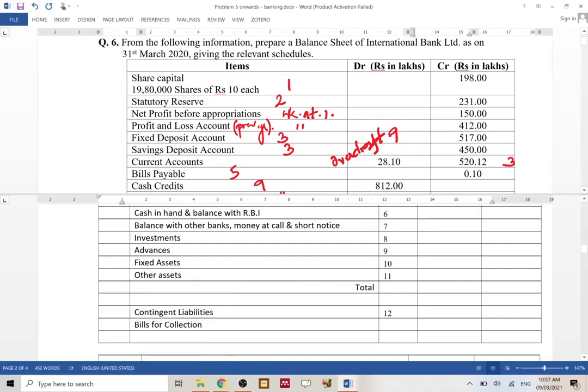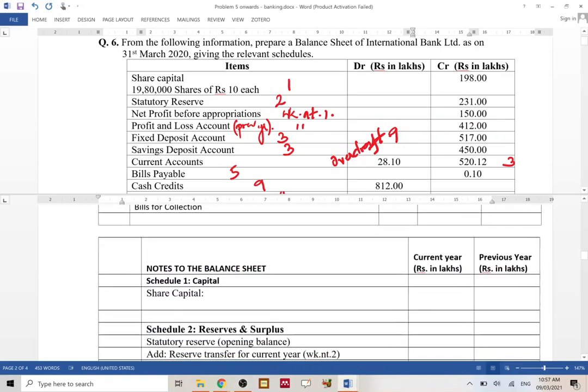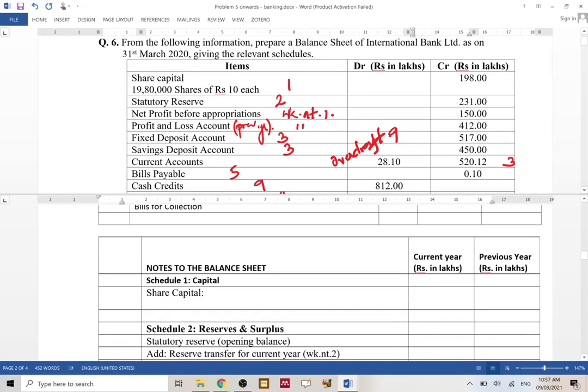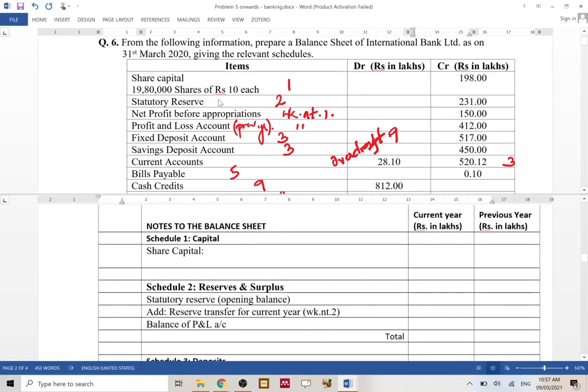So we continue and we will start the notes to the balance sheet. The first one that we have, we go one item at a time and we add them as and where they belong. Share capital, we have 19,80,000 shares of rupees 10 each. All these amounts are in lakhs.